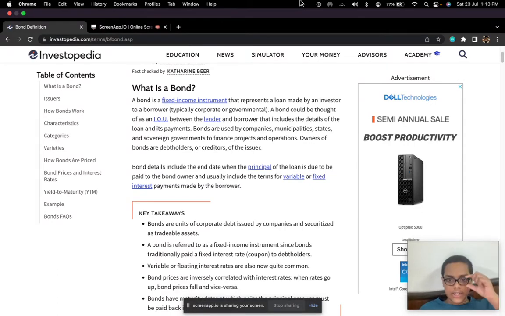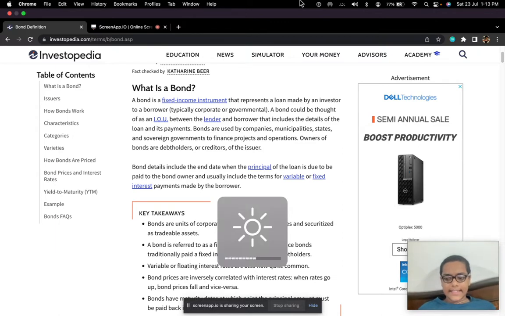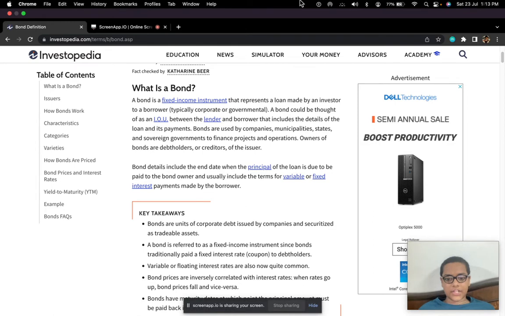Bonds are issued by companies, municipalities, states, and sovereign governments to finance projects and operations. Owners of bonds are debt holders or creditors of the issuer. Bond details include the end date when the principal of the loan is due to be paid to the bond owner, and usually include the terms for variable or fixed interest payments made by the borrower.